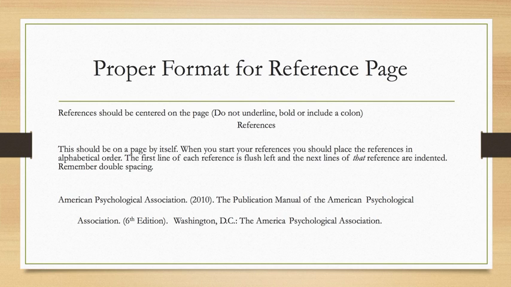Your first line is flush left, and your second and following lines of that reference are all going to be indented. So the first line of every reference is flush left, and the next lines below it are indented. A lot of people do it backwards and indent the first line and then flush left the rest. That's not correct. It's first line flush left, next lines are indented. And again, when you look at the sample page, you'll be able to see some examples of journals, books, etc.